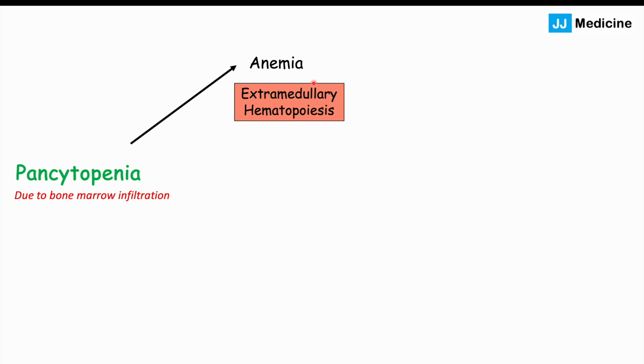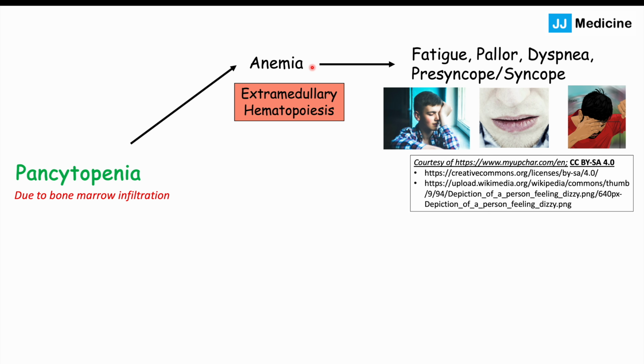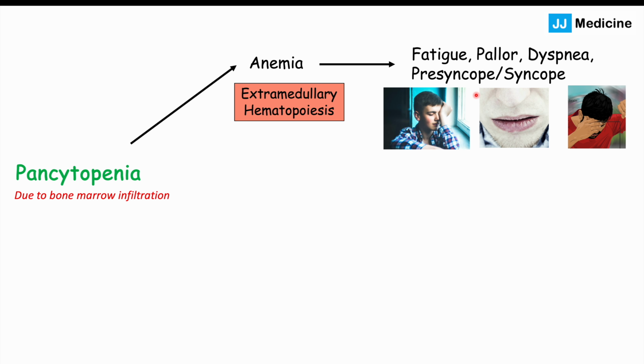We can also see issues with signs and symptoms of anemia. These include fatigue, pallor, dyspnea or shortness of breath, presyncope or dizziness, and syncope or fainting. So these can all be something that can occur in these patients.